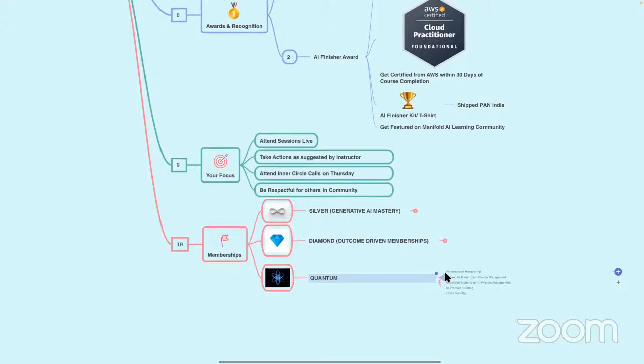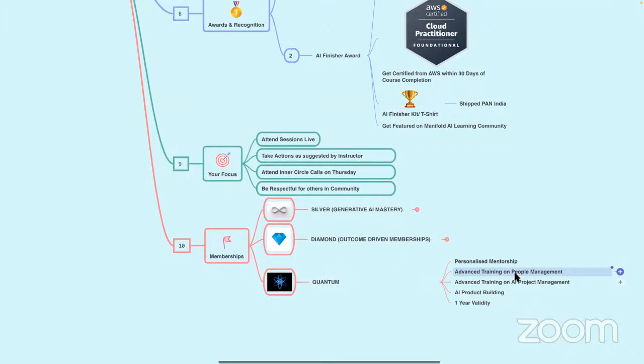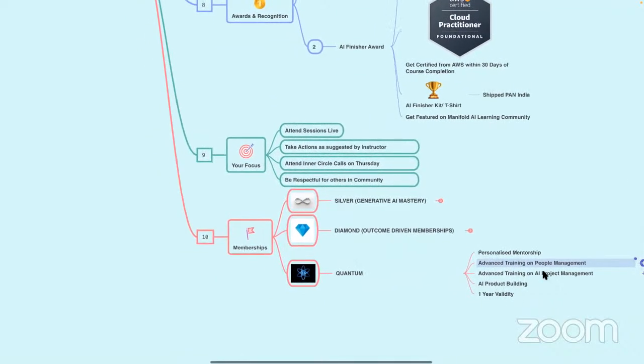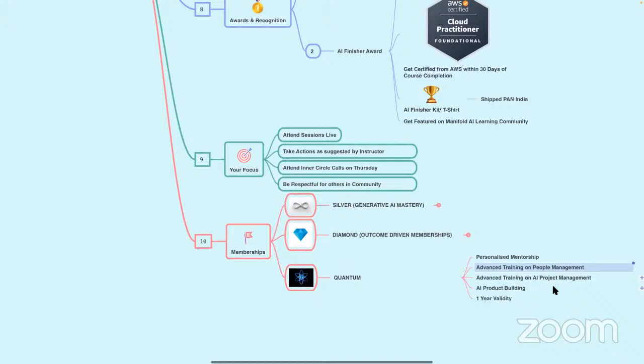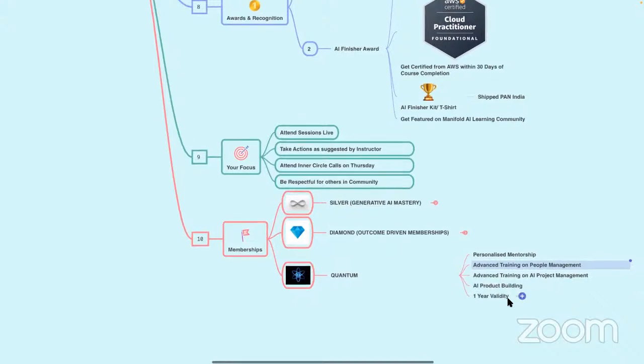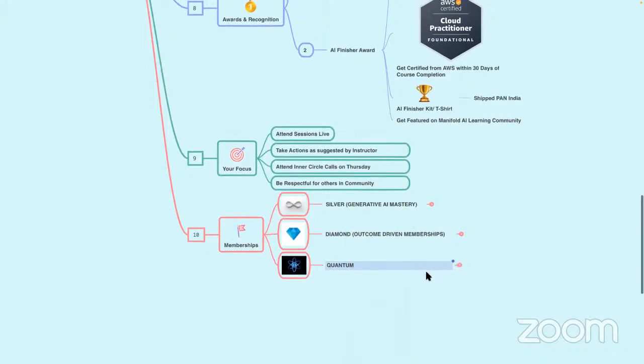Quantum is all about personal mentorship, training people at the higher levels of management, like directors and CEOs. In this quantum membership we'll have training on people management, AI project management, and product building, with a 1 year validity. This is the quantum membership that we have, and it's not open for everyone.